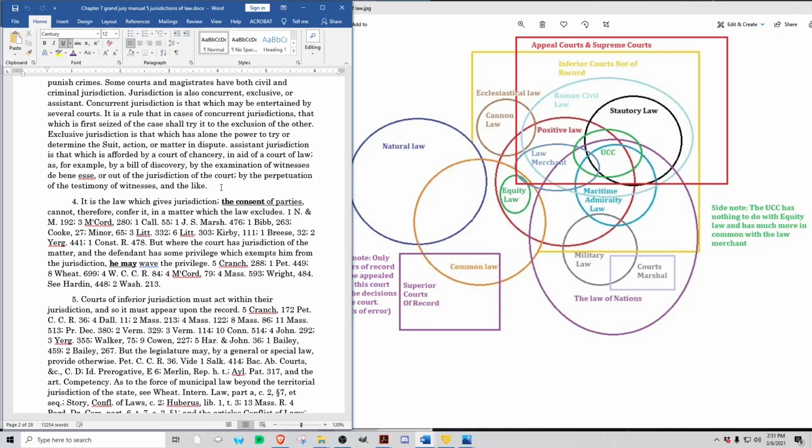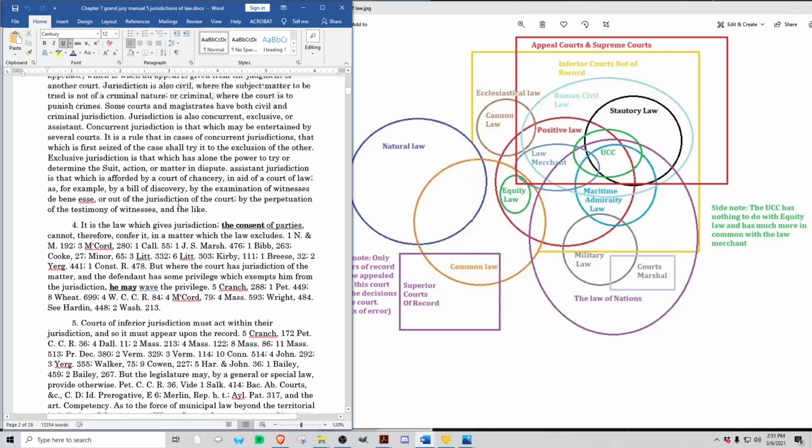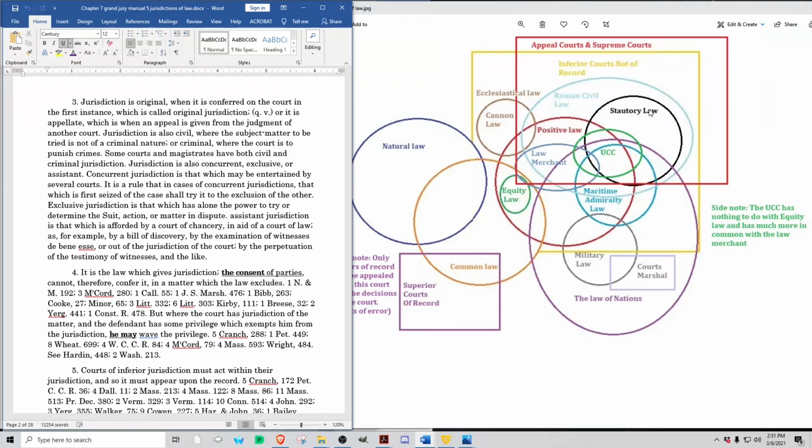Well, yeah, again, remember, Roman civil law, use and usufruct, getting into screwing around with common law. As, for example, a bill in discovery by the examination of witness, or out of the jurisdiction of the court, by the perpetuation of the testimony of witness and the like. So yeah, you see in American jurisprudence how the attorney has made it so in statutory law, because obviously all the quote unquote legislators are all attorneys.